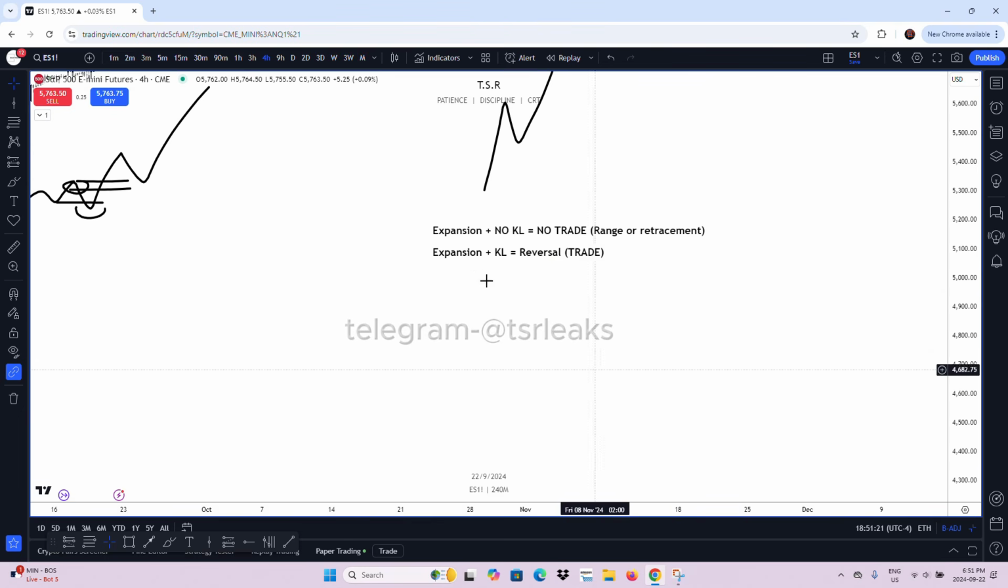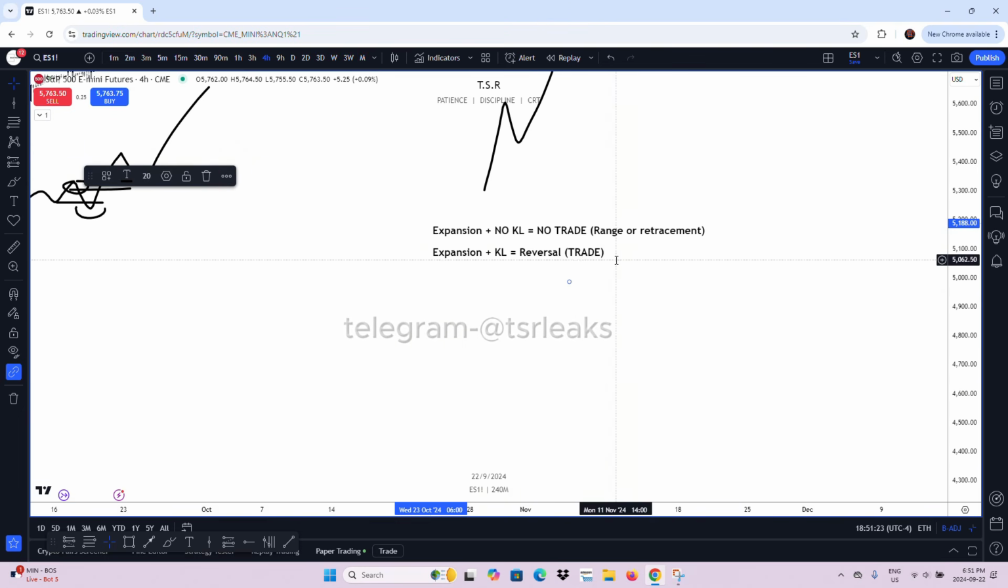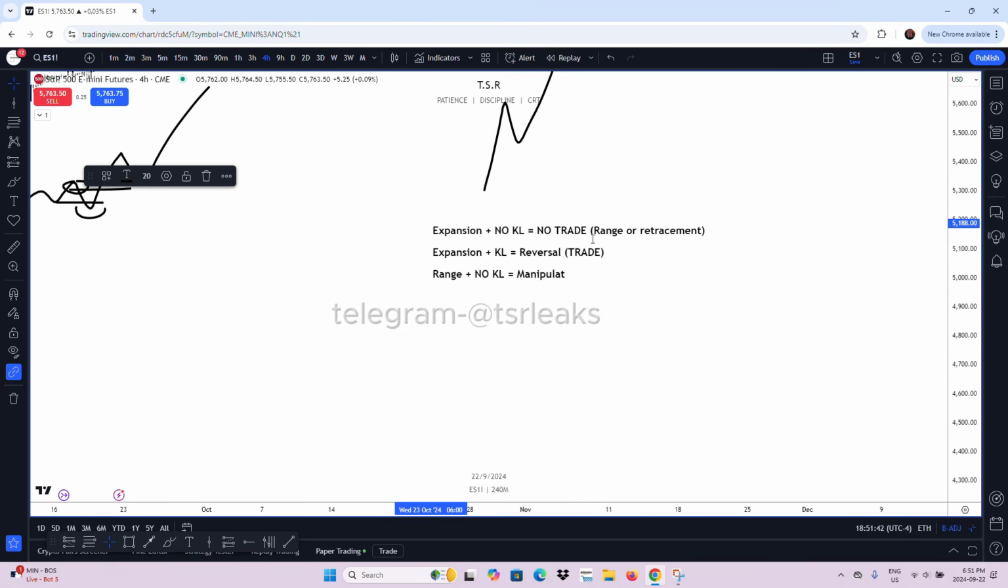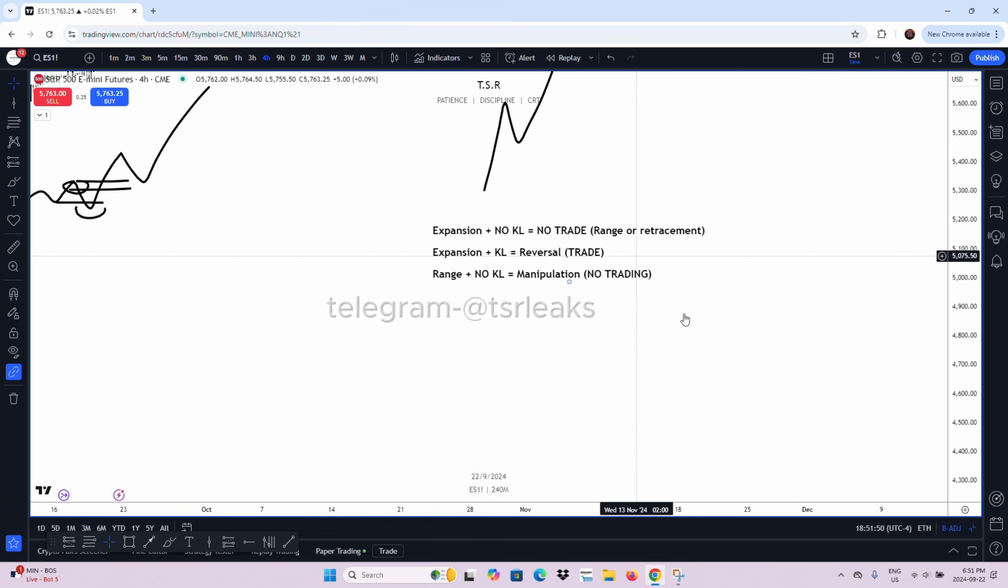Now, what happens if price ranges and doesn't have a key level, plus no key level? What happens next? Manipulation. Now, for the more advanced students, you can indeed trade this. For the newer ones, I would highly recommend not trading this. Very important. Okay? No trade.